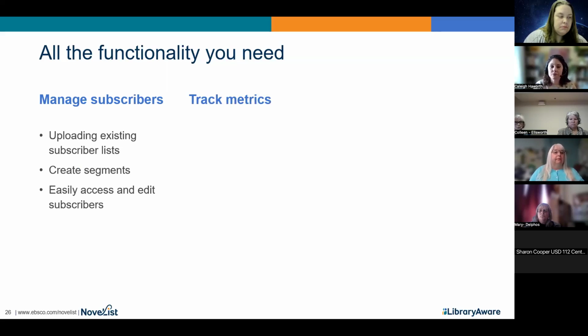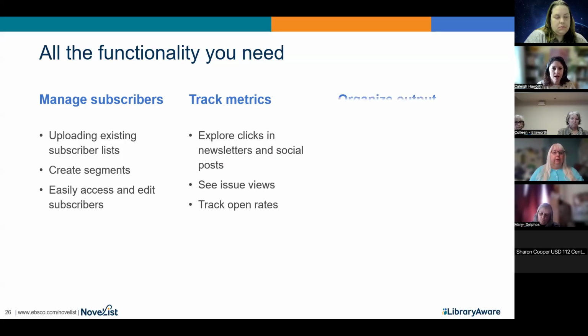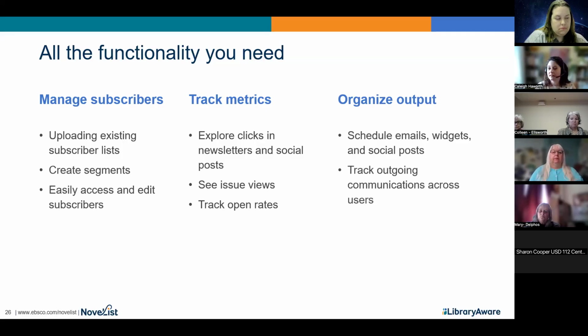You can track your metrics right in Libraryware. So for every email and newsletter you send, you'll see how many people received it, the open rate, the number of clicks, and more. And the same goes for any posts that you share through Libraryware's integration with Facebook and Instagram. You'll be able to see how many clicks each post gets. And you can organize your output. So you can schedule emails, widgets, and social posts. You can track all of your organization's outgoing communications across all users.